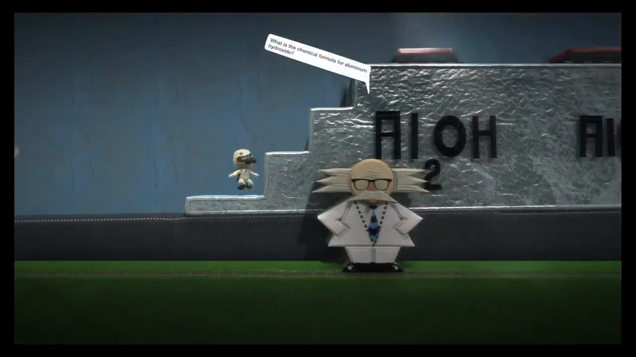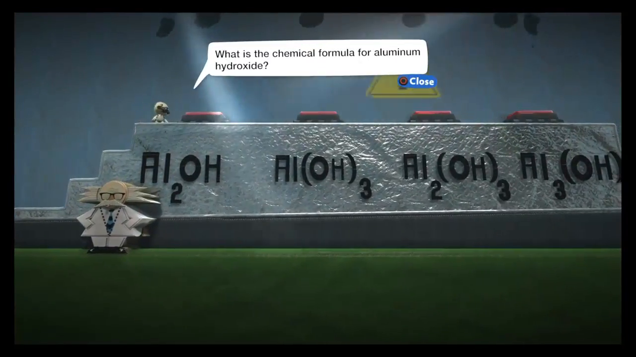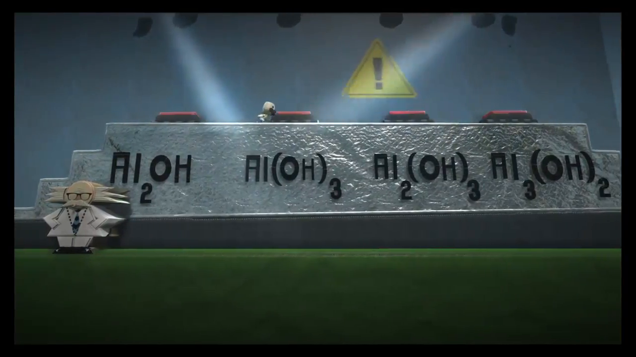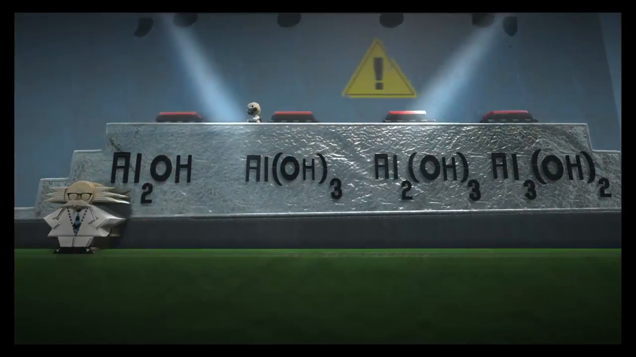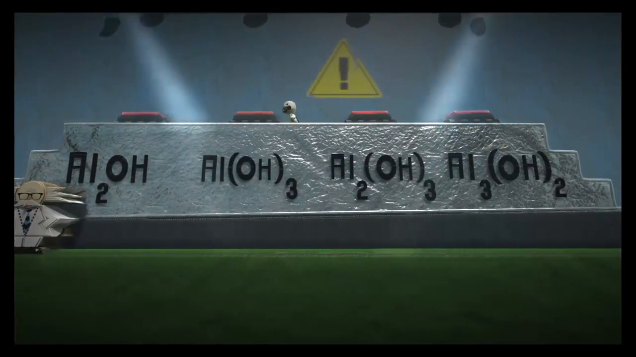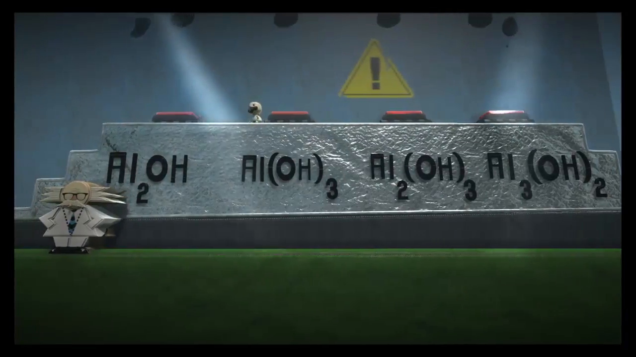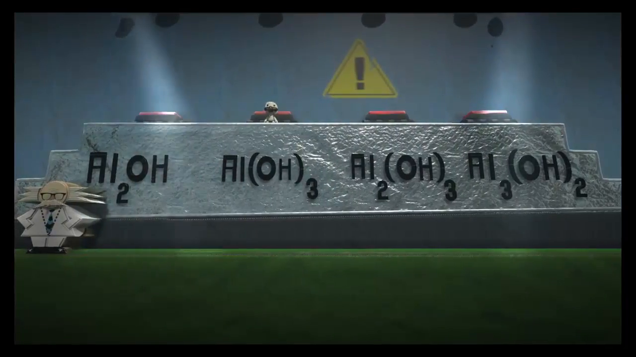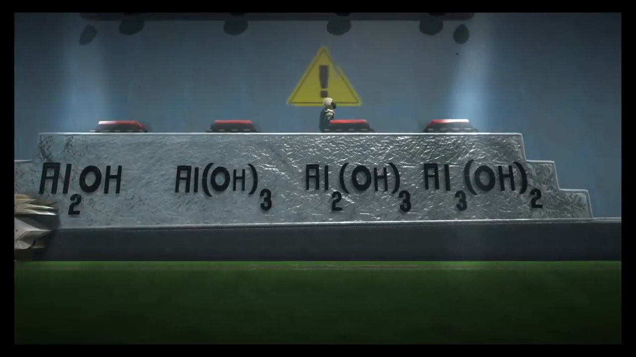All right. So this question asks, what is the chemical formula for aluminum hydroxide? The aluminum ion is Al3+, and the hydroxide ion is OH-. Since we have a charge of 3+ for our cation and a charge of 1- for our anion, it's going to take 3 anions to balance out 1 cation, resulting in a compound with a neutral charge. So think about this. Looks to me like the one that I'm standing in front of is the correct one, but let's see what happens when we jump on the incorrect answer.